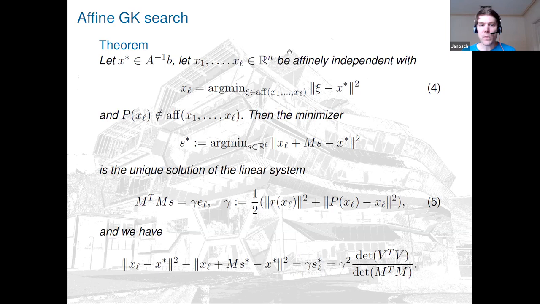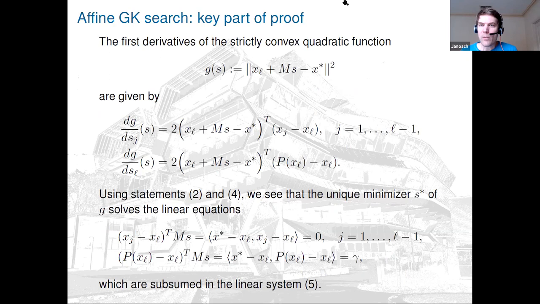Okay, so now let's see why this is true. And actually the gist of this can again be proved on one page. So we have a quadratic function, looks familiar, right? Just now we have a few more vectors in here, and this s is not a scalar anymore, it's a vector, but we want to minimize that. So what do we do when we want to minimize? Well, we take the derivative and set it to zero, right? So we have many of these here, because these are the first so and so many.